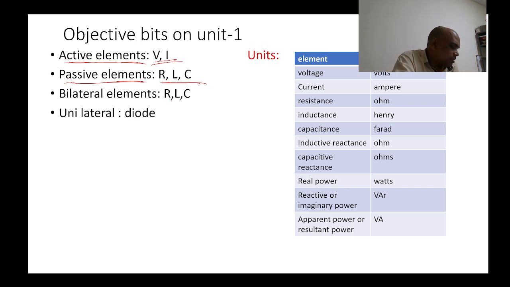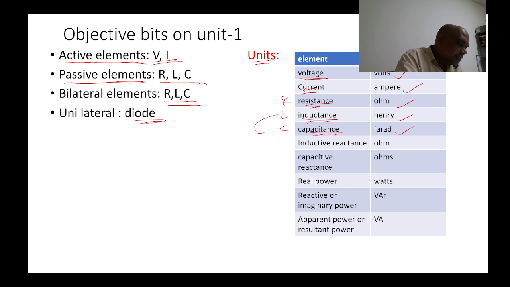Similarly, bilateral elements, RLC components. Unilateral elements, example, diode. Okay, so these are the different types of elements. So coming to units, what is the unit of voltage? Volts. Current, ampere. Resistance, ohms. Inductance, Henry. Capacitance, farad. See, inductance is L, capacitance is C, resistance is R.